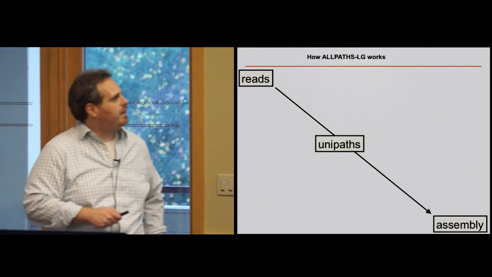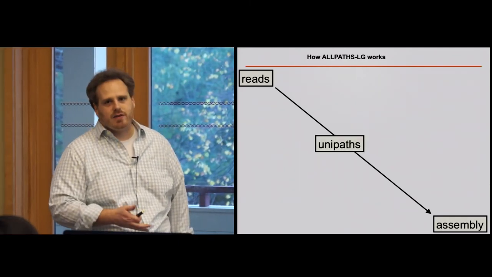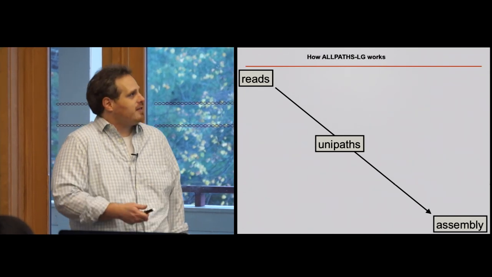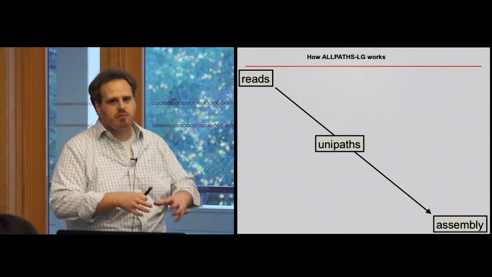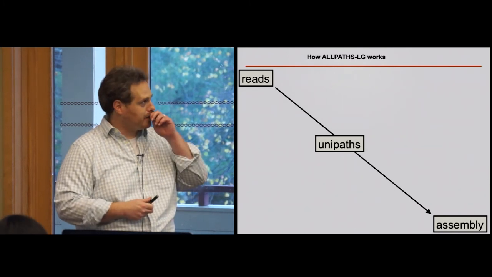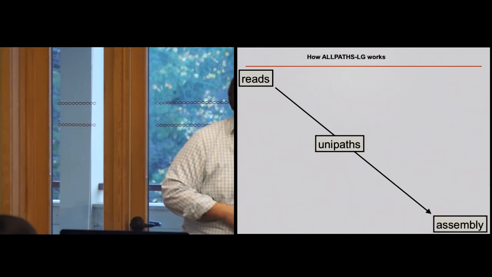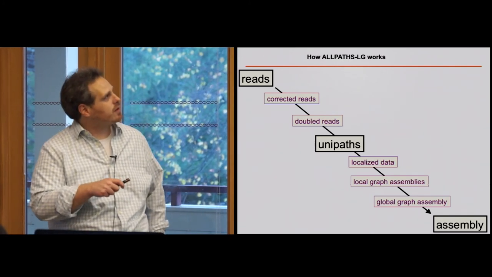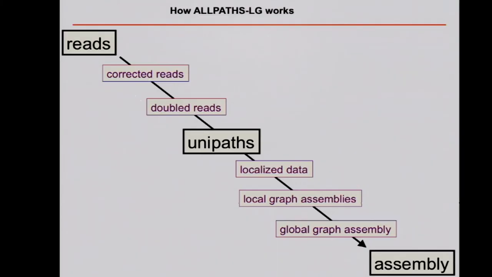So in the middle here is going to be, in the language of AllPaths, what's called unipaths. Again, this is like that compressed de Bruijn graph where we try to simplify things, but before we've included any mate pairs along the way. In addition to that, there's going to be a bunch of stepping stones where we start from raw data, do a bunch of processing, form that initial graph, and then do final scaffolding into the final results. We're going to just look at a few of the key characteristics.